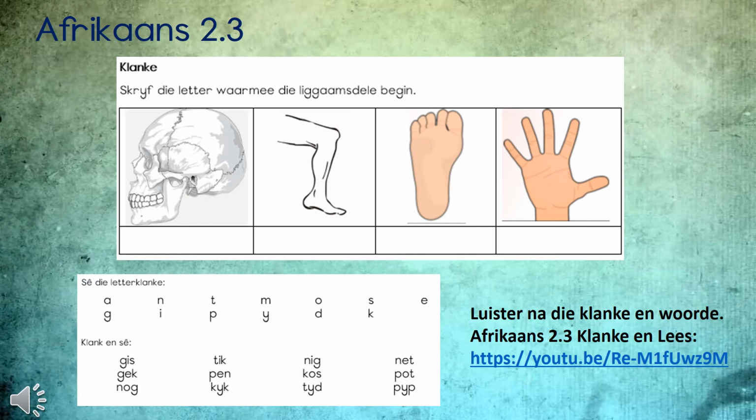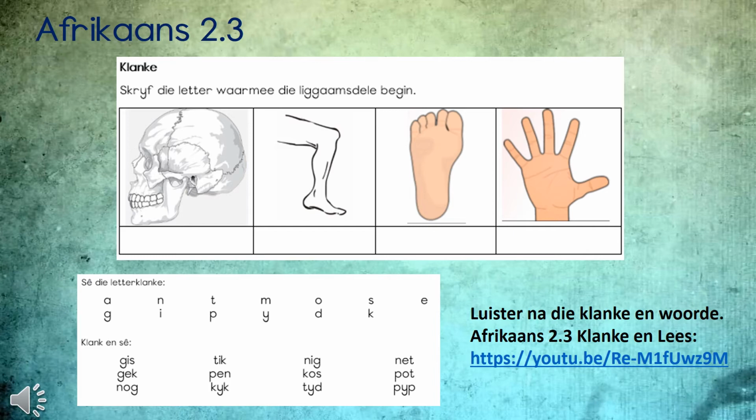The next one is been. What letter does been begin with? Write that letter in. Foot. In Afrikaans there's two sounds. It's got a f. Which one do we use for foot? And then the last one is hand. What letter does hand begin with?